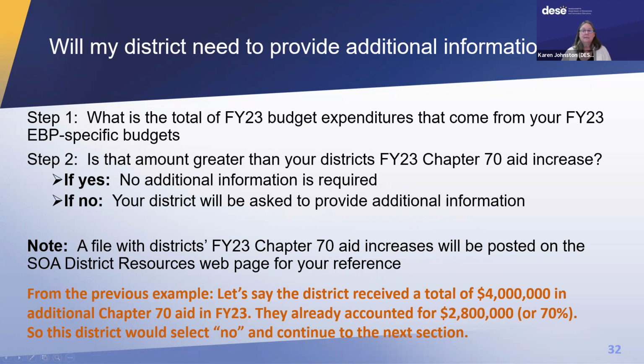Okay. So just from the previous example, I'll just quickly say, so let's say your district got $4 million in additional Chapter 70 aid. They've accounted for 70% of it. So this district would select no and continue to the next section.